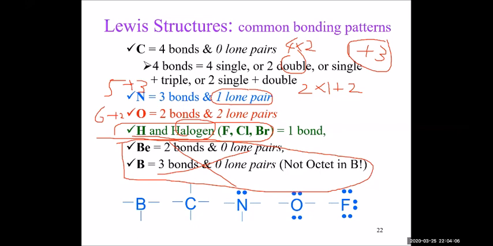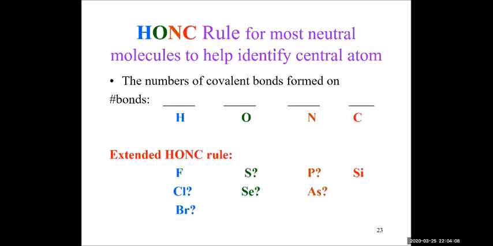There's a simple way to memorize this. I call it the HONC rule. The HONC rule sounds like when you're driving and push the button in front of you, the honk. It sounds like a honk. The HONC rule means for these 4 elements, hydrogen, oxygen, nitrogen, carbon, the number of bonds is 1, 2, 3, 4.